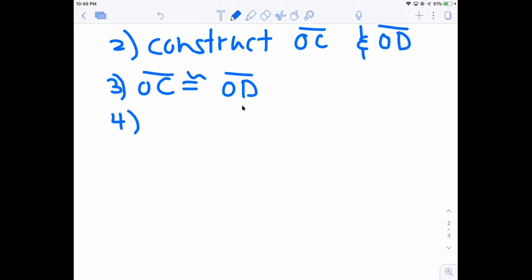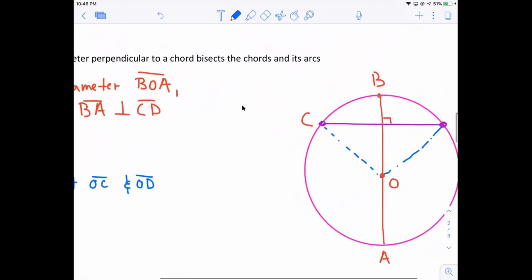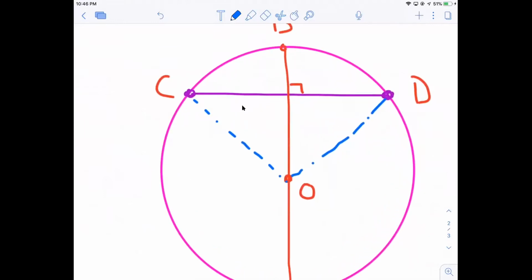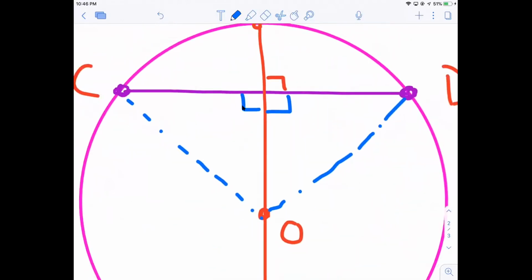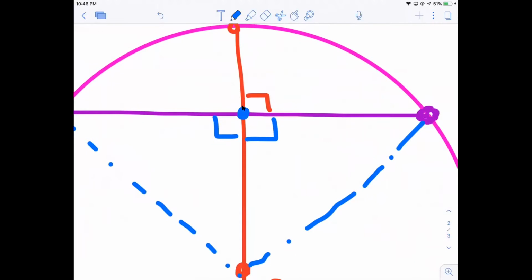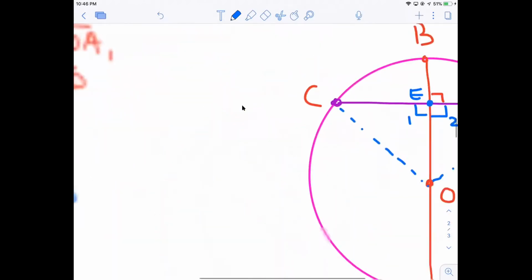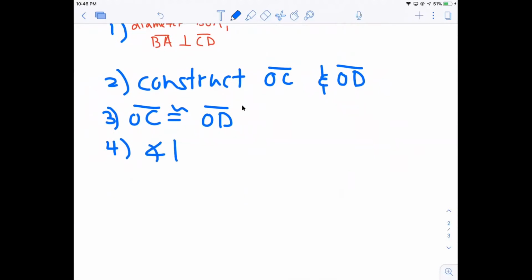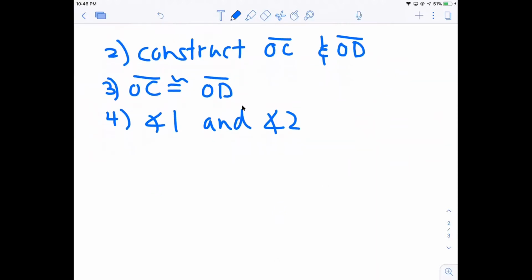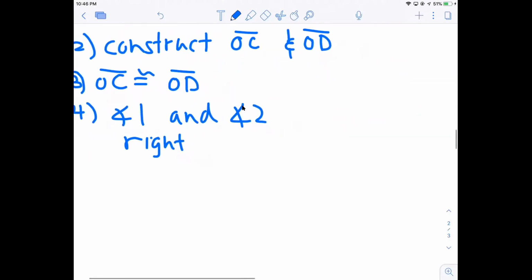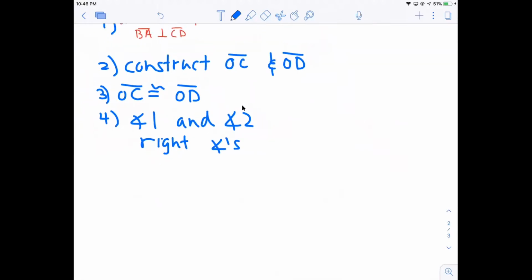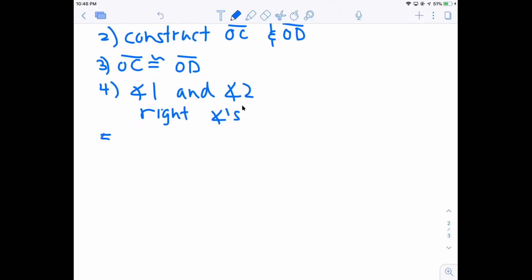Step 4, well, I said that they are perpendicular, so I know that these are right angles here. I guess I should give this a name also. Let me call that point E. So I know angle CEO is congruent to angle DEO. I'm going to name those 1 and 2 to keep it simple. Before you can say they're congruent, you have to say they are right angles. They are right angles because perpendicular lines intersect to form right angles.